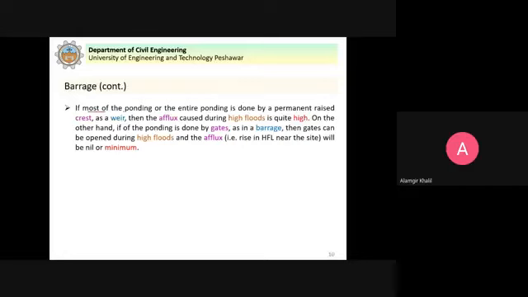Now, if most of the ponding or the entire ponding is done by a permanent raised crest weir, then the efflux caused during high floods is quite high. What is efflux? It is the rise in the high flood level near the weir or barrage site.